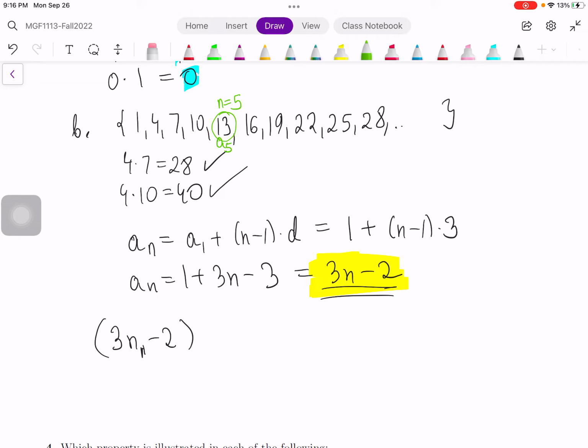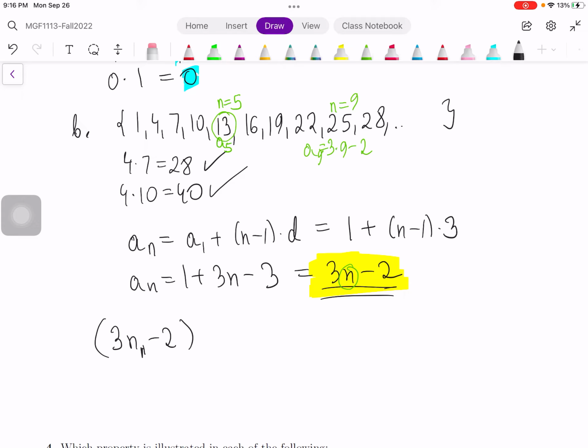For example, 25 corresponds to n equal 9, because 25 is 3 times 9 minus 2. That's 27 minus 2, 25. So basically, any term in this sequence can be written in the form 3n minus 2, where n is some number.